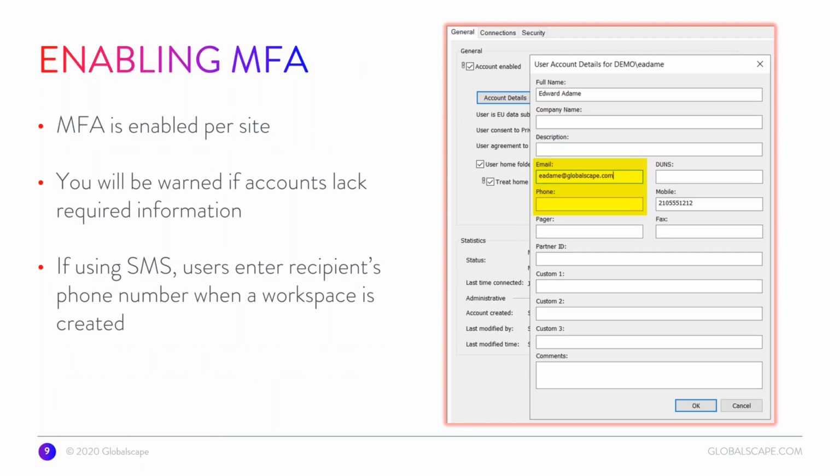MFA is enabled per site. Whenever you enable MFA, you'll be warned if the accounts in that site lack required information for multi-factor authentication. For example, if an email address or a phone number is not configured as part of those account details, EFT is going to tell you that and give you an opportunity to go back and fix that problem, so that you don't have a situation where multi-factor is not functioning correctly.